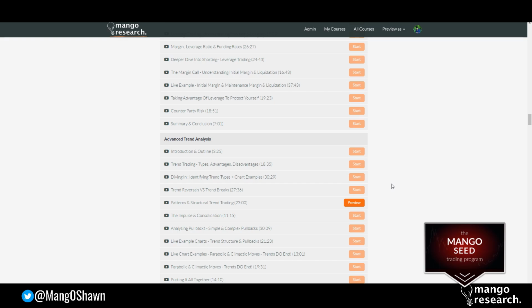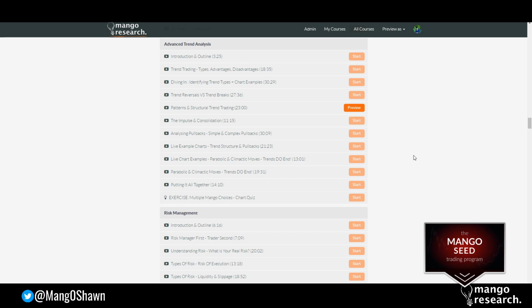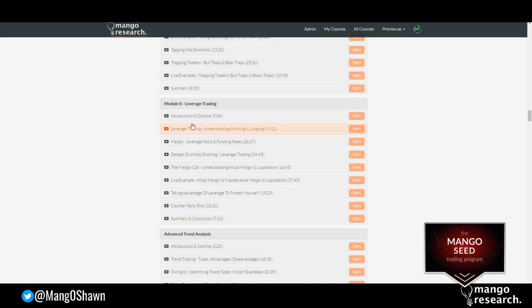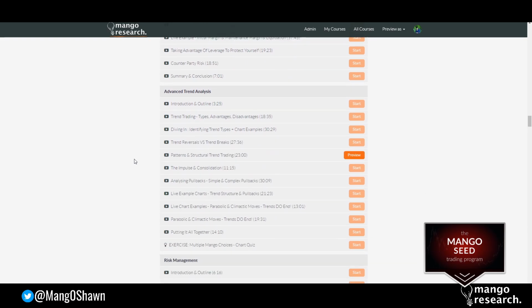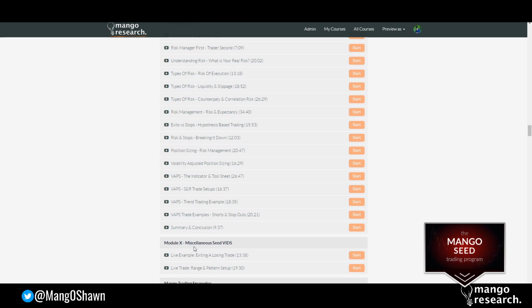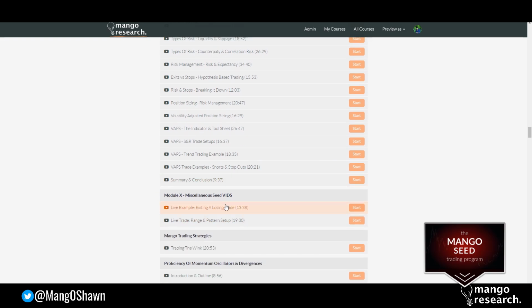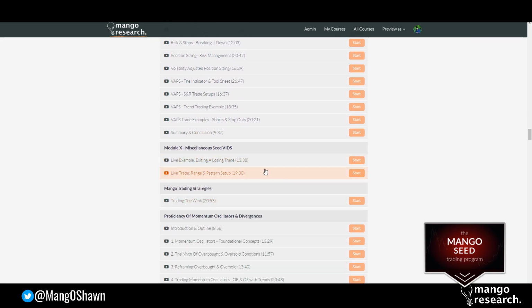Yeah, so going back to the point of why I'm over here on this page, just want to show you guys that, hey, if you click that arrow down there, you're going to be able to see all the modules over here. There's, how many modules are there? Module 8, Module 9, Module 10. Then there's Module X, miscellaneous seed videos. I have to update these. I have a bunch more, by the way.